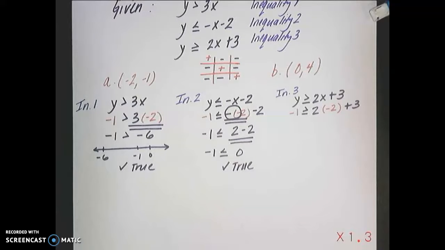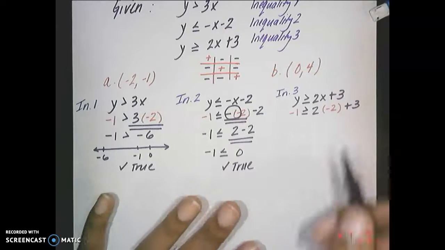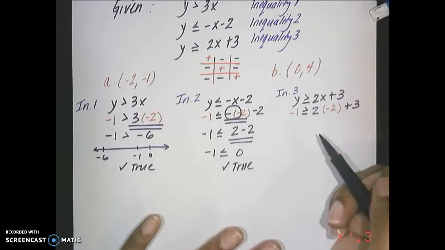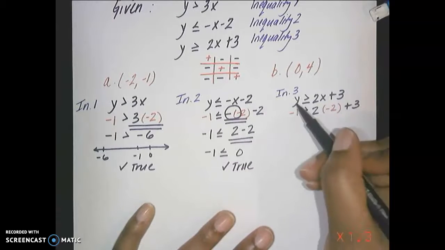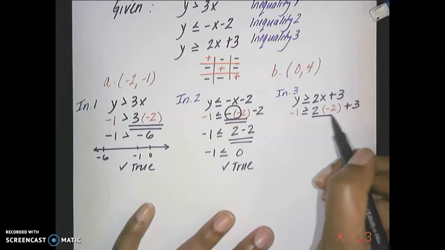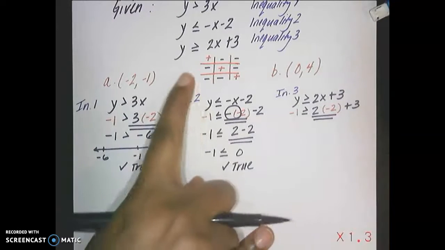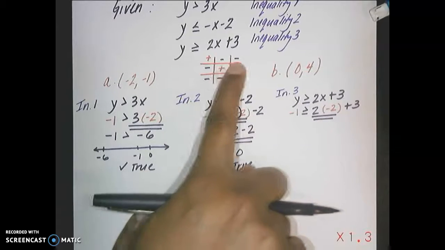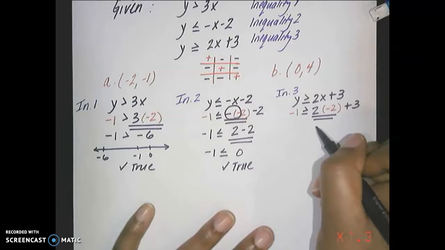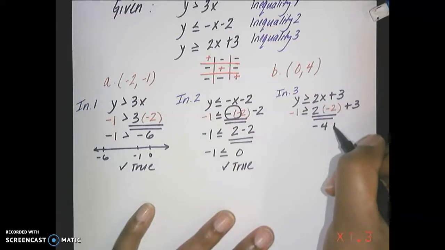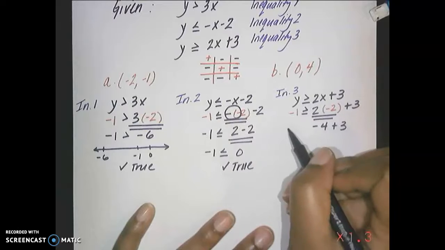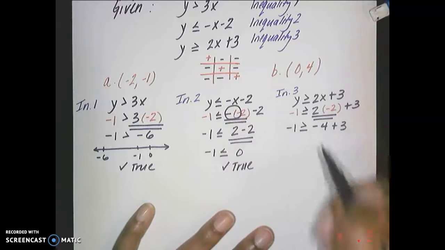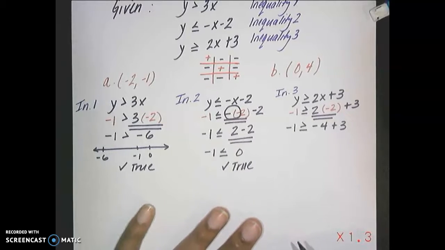So now we move on over to the third inequality. I substituted in my negative 1 and my negative 2 for y and x. So the first thing I need to do is multiply. I have a positive times a negative, so this is going to give me a negative 4 plus 3. So negative 1, I need to see if that's greater than or equal to negative 4 plus 3.